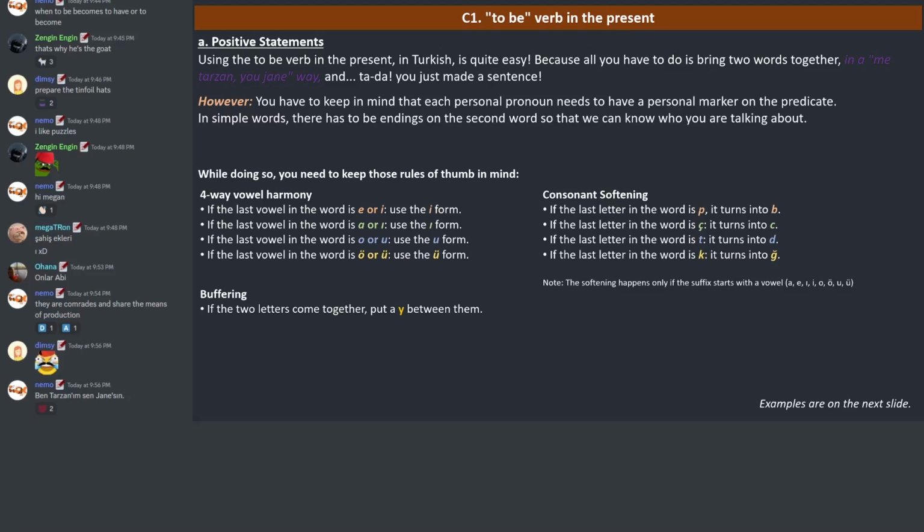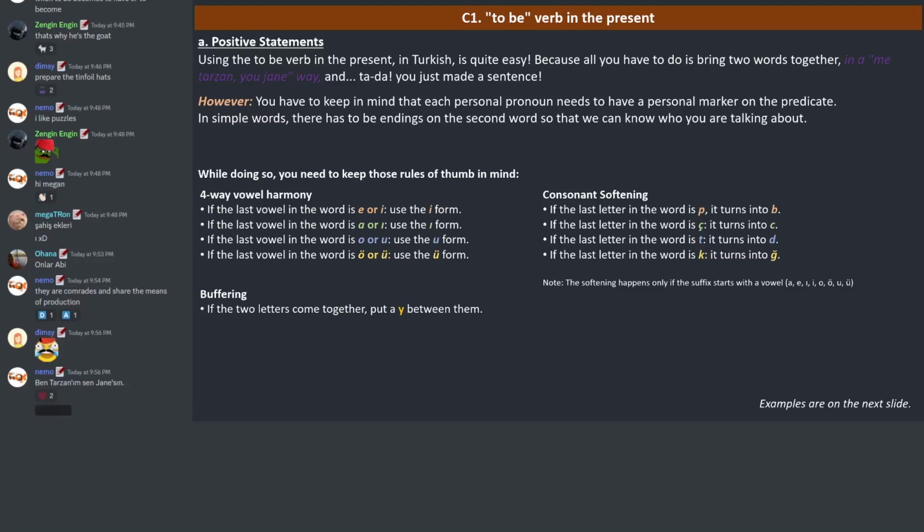And more examples from real life, like student, teacher. All of us are students here. Most of us are. So the word for student is "öğrenci." And how do you say "I am a student"? Simply "ben öğrenciyim." I am still using my personal pronoun, my "ben," and then putting endings on "öğrenci." "Ben öğrenciyim." Yes, that's correct.